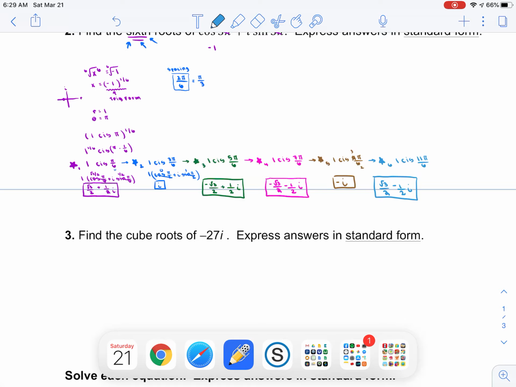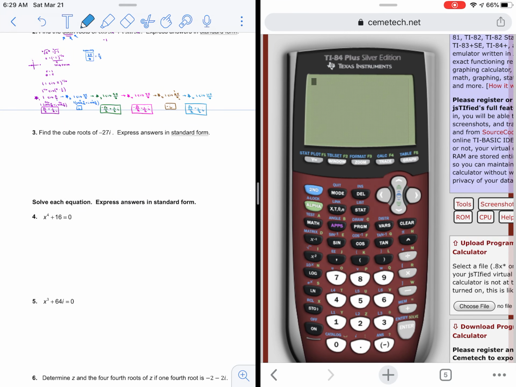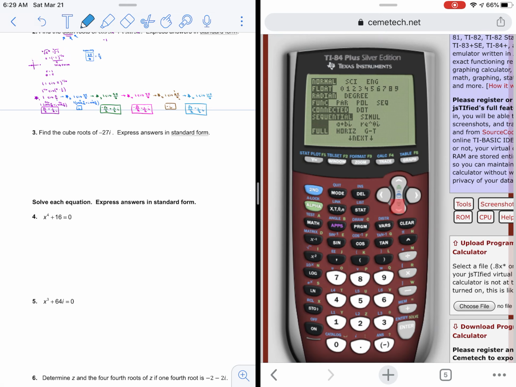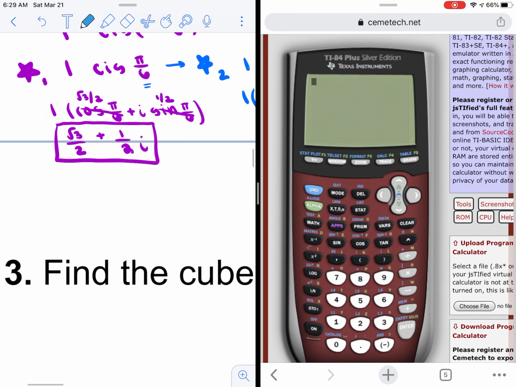Really cool thing that you guys can do is you can actually check your work. If you wanted to check your work, you could go to the mode of your calculator, and you can go to this a plus bi form, and when you go to your home screen, you can type in parentheses, square root.